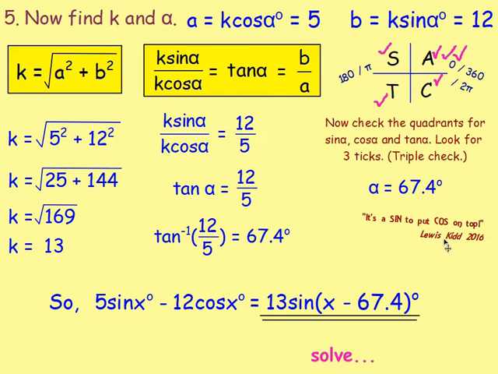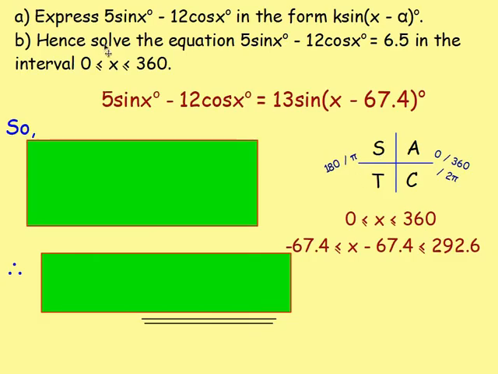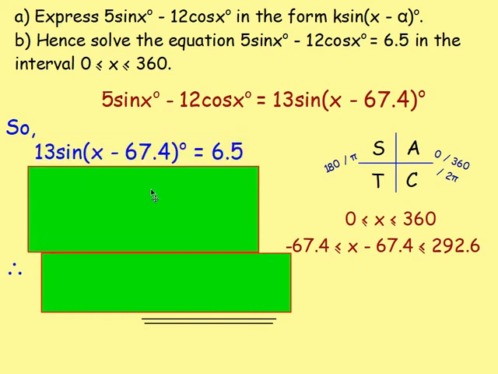That is something that we have been over before. Really what we're doing now is we're just taking it one step further, and we then want to solve the equation where that equals 6.5. So the first thing we had to do is write it in the form k sine x minus alpha. So writing it in that form, we had 13 sine x minus 67.4. And we know then that if it's equal to 6.5, we can't solve it when it's written like this, but we could set the 13 sine x minus 67.4 equal to the 6.5. And then from there, you can solve it.